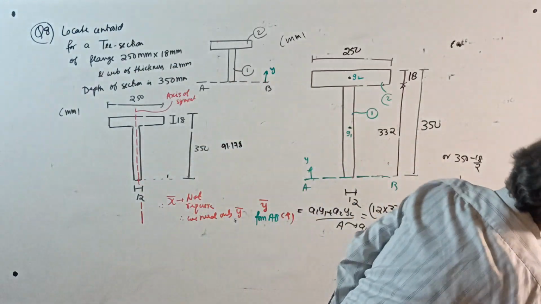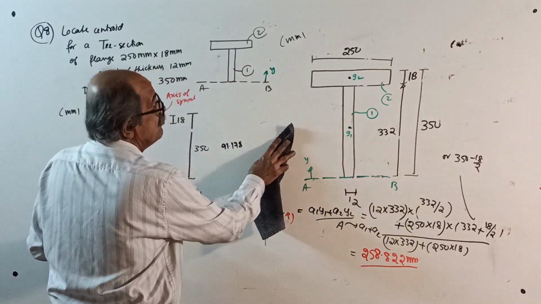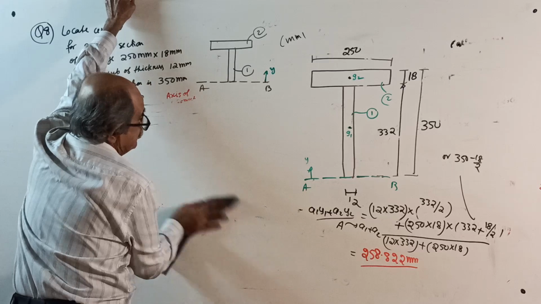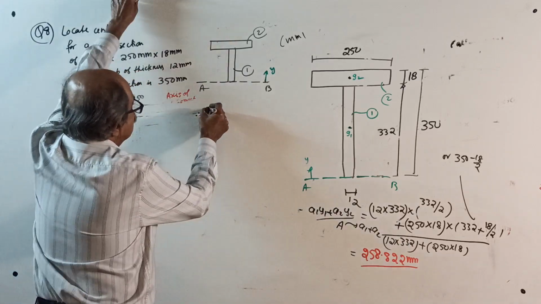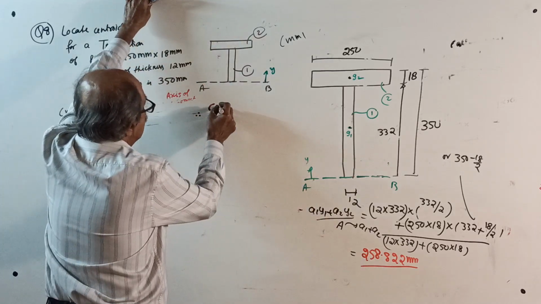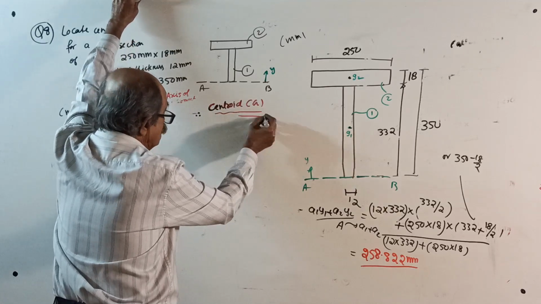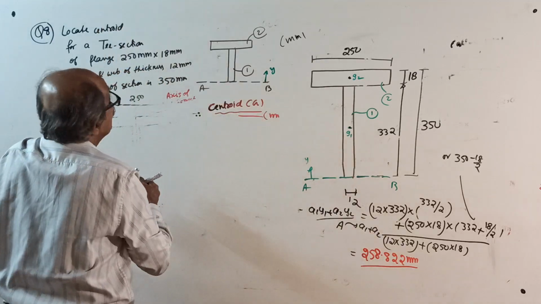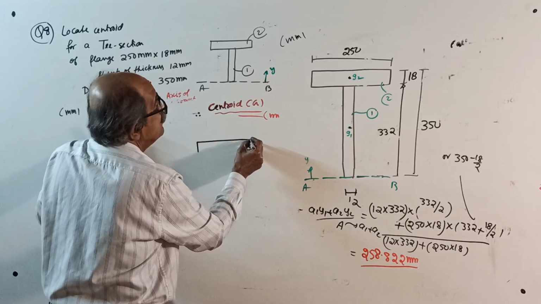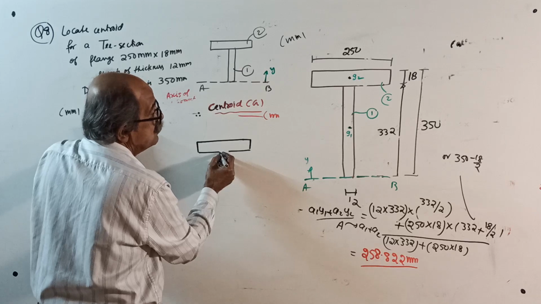Now, presentation of the last answer. Somewhere present the answer. Okay, here. Therefore, centroid G for the given T section will be as shown below, all dimensions in millimeter. Write that rough sketch, 250, somewhat to scale. This is 18. It will come up to here. This thickness is 12.